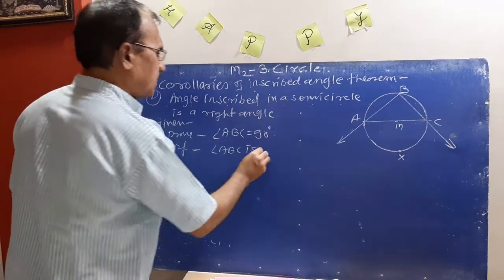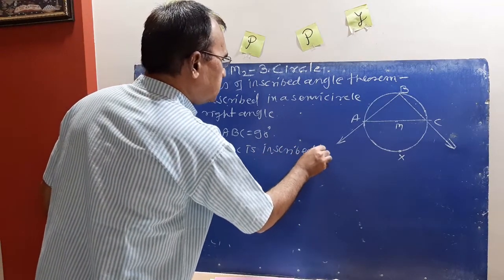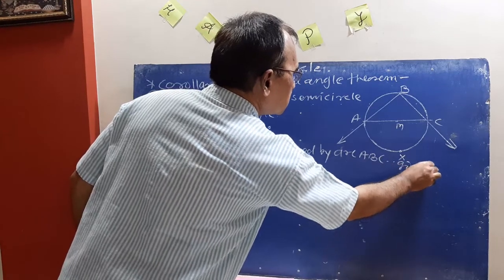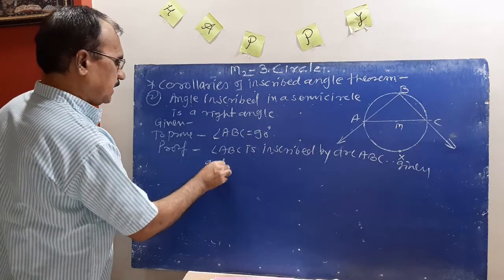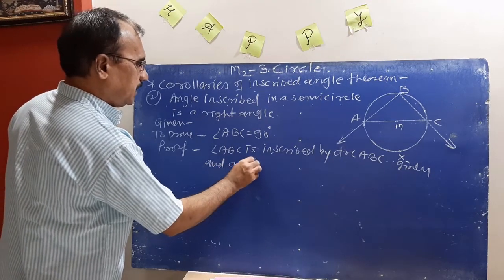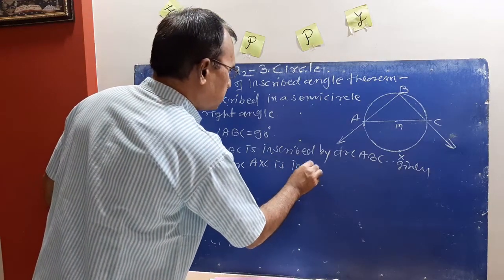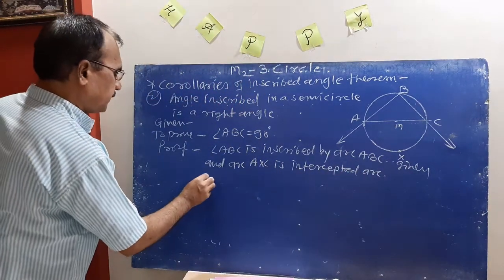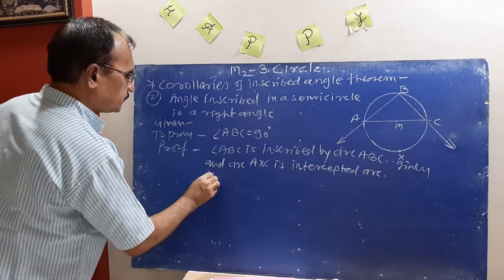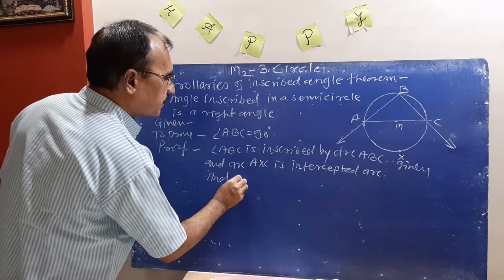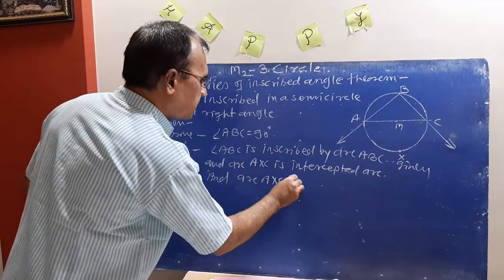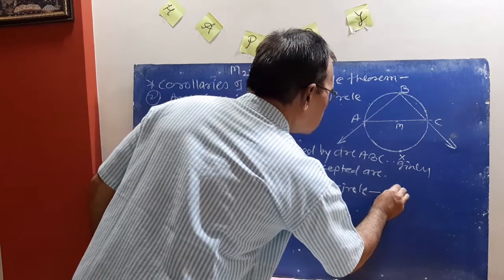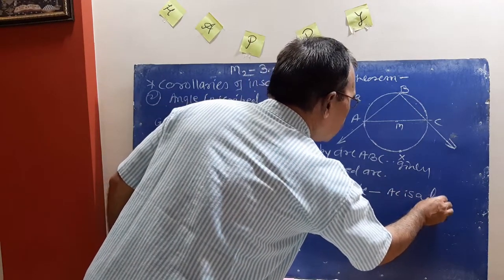Angle ABC is inscribed by arc ABC, given, and arc AXC is the intercepted arc, and arc AXC is a semicircle because AC is a diameter.